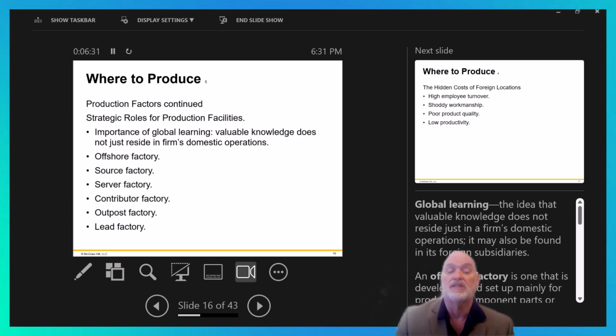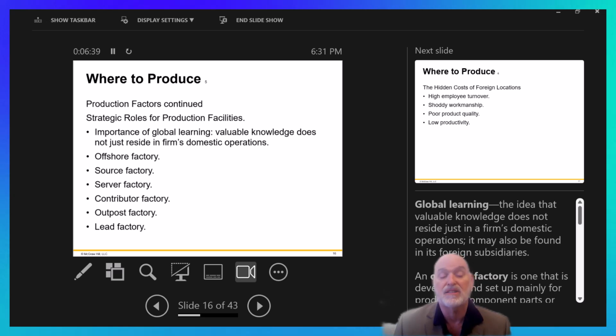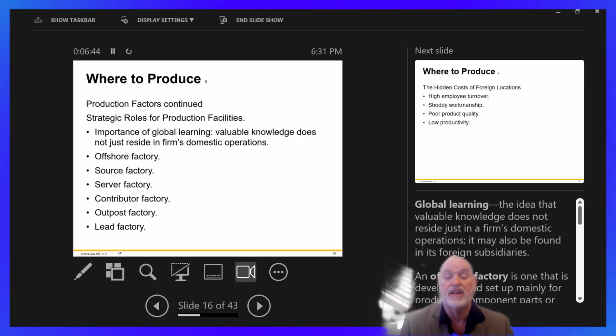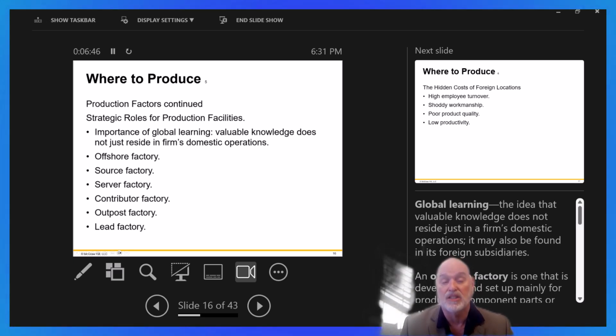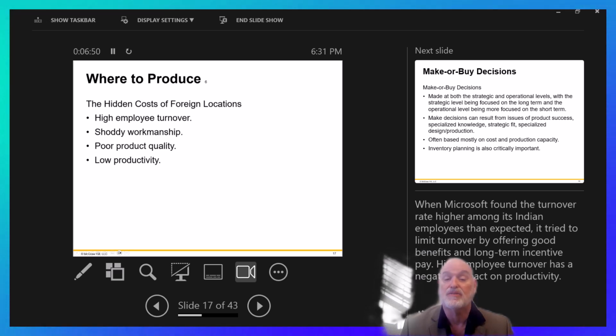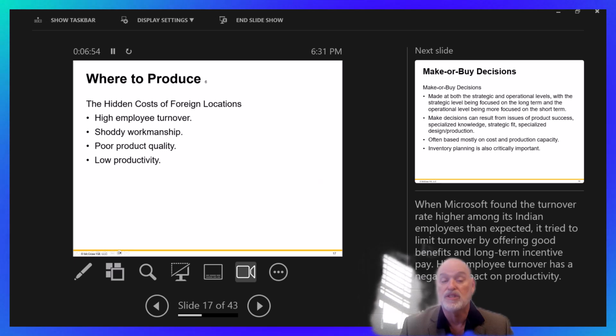Valuable knowledge does not just reside in a firm's domestic operations. You've got offshore factories, source factories, server factories, contributor factories, outpost factories, and lead factories. And all of these areas can provide valuable knowledge to the organization. The hidden costs of foreign locations: high employee turnover, shoddy workmanship, poor product quality, low productivity.